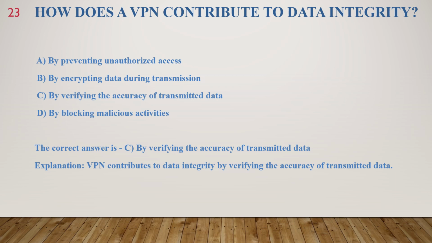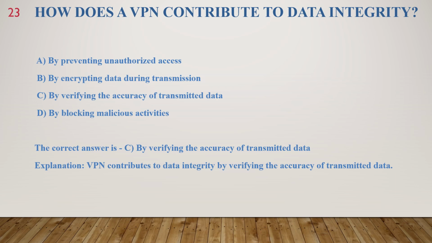Here's why. A. Preventing unauthorized access. This is crucial for data security, but it doesn't guarantee data integrity. Even if unauthorized access is prevented, the data itself could still be altered or corrupted. B. Encrypting data during transmission. Encryption protects data confidentiality, making it unreadable to anyone who intercepts it. However, it doesn't directly verify the accuracy of the data itself.